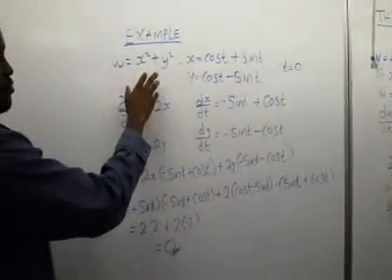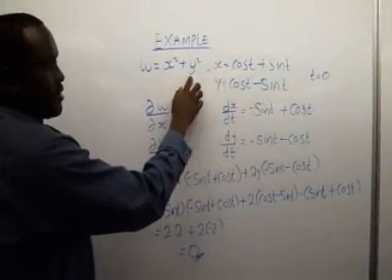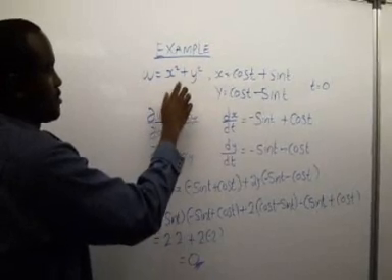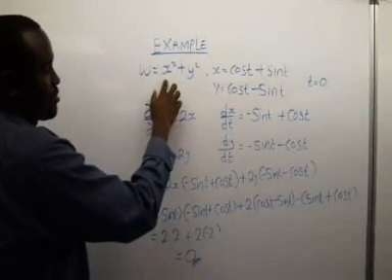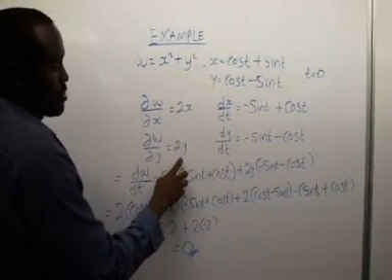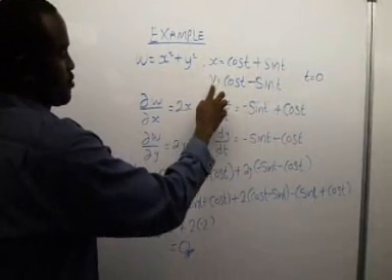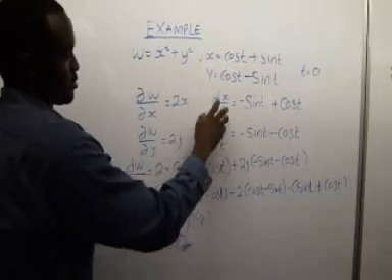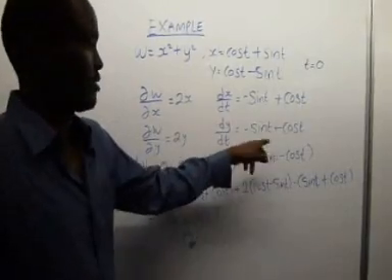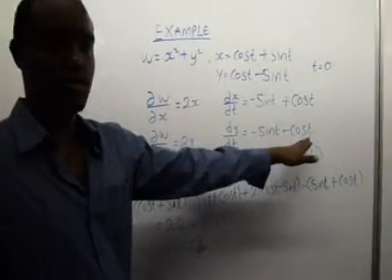We do the same to y. We differentiate this function with respect to y, so we keep x constant. So it becomes 2y, and since x is constant, it becomes 0. So dw over dy is 2y. Then we differentiate y with respect to t, dy over dt. When you differentiate cos t, you get minus sin t. And when you differentiate negative sin t, you get minus cos t.